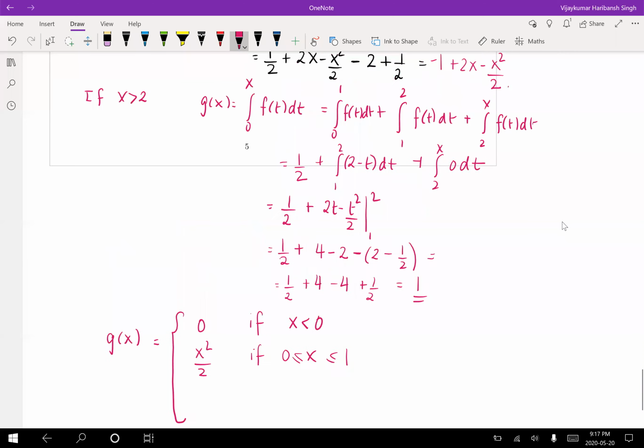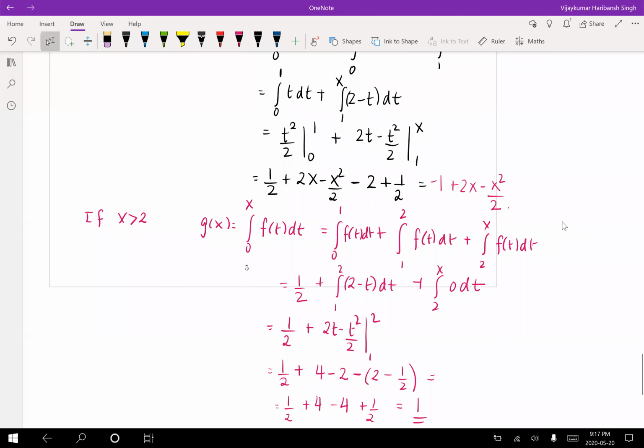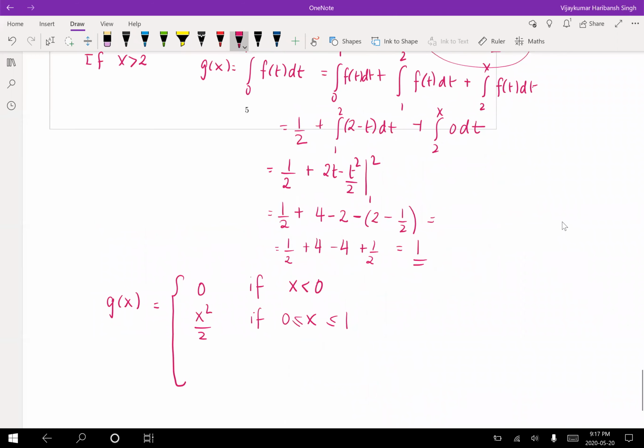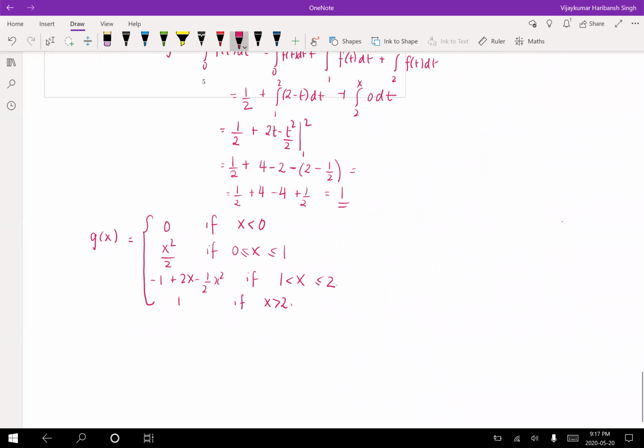And the other part is this: minus 1 plus 2x minus half x squared, if x is bigger than 1 and less than or equal to 2, and after that it is constant 1. So this is the function g of x.